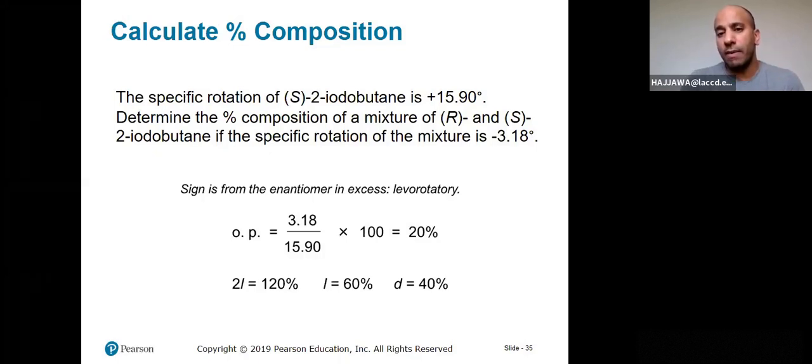You could rewind the tape and look at those examples one more time. Do these questions yourself. Make sure you are able to reproduce them. And that's the part I want to talk about in this chapter. Next part, we will be discussing how to assign configuration of R and S when it comes to chair conformation, Fischer projection, and furthermore, examples that we're also going to be looking at to strengthen our skills to assign R and S.